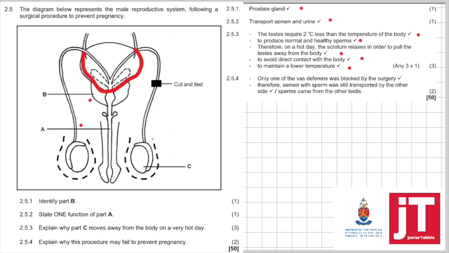2.5.4. Explain why this procedure may fail to prevent pregnancy. Only one of the vas deferens is blocked by surgery. Semen or sperm can still be transported by the other side, so it can still result in pregnancy.